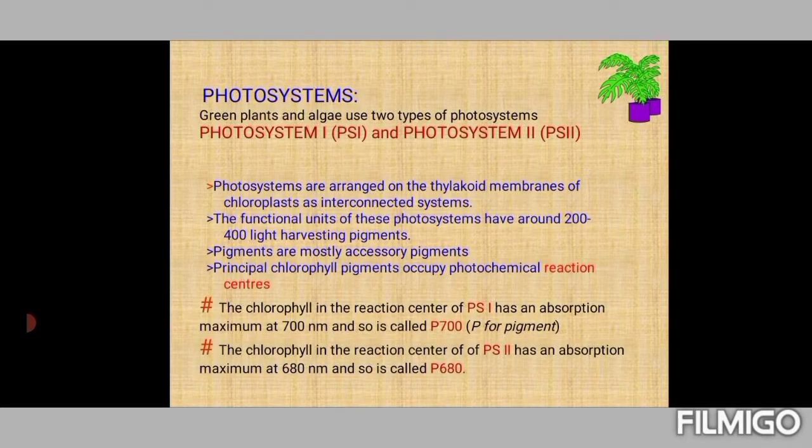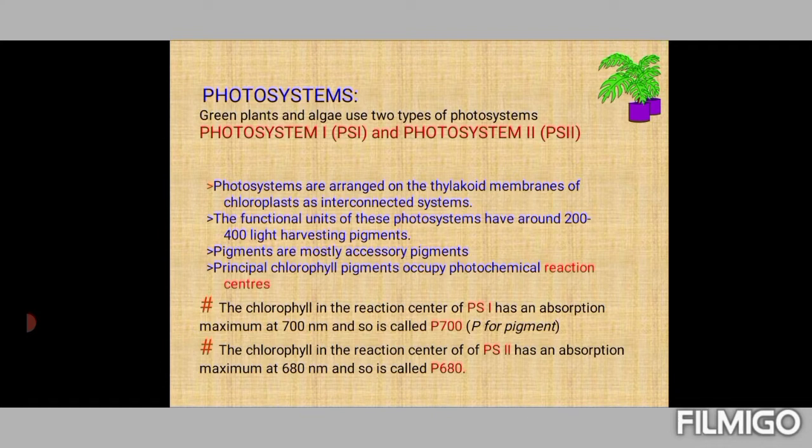And photosystems. Now, as I said, we have principal pigments as well as accessory pigments. In chloroplasts, these pigments form clusters called photosystems. Primarily there are two types of photosystems, photosystem 1 and photosystem 2. These photosystems are formed of the accessory pigments and principal pigments we saw earlier, and there will be around 200 to 400 pigments forming a single cluster.